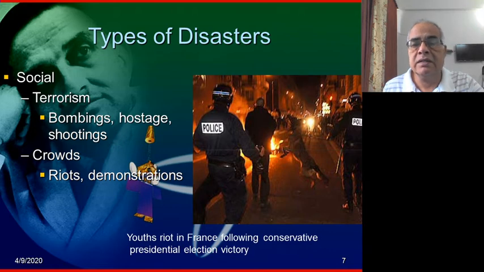There is a lot of unrest in the society, and because of that we are facing these types of issues. Or there may be some type of fanaticism, which is leading to a particular type of mentality or psychological settings that are becoming dangerous to others. For example, terrorism, in the form of bombings, hostages, or shootings, or in crowds we have the riots or the demonstrations. You have seen them anywhere throughout the world, right? So these can be the social disasters.